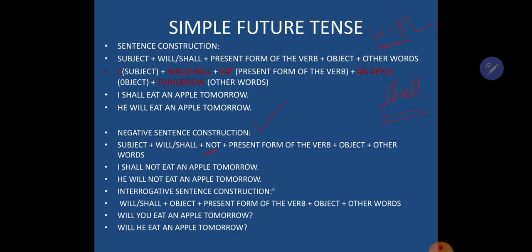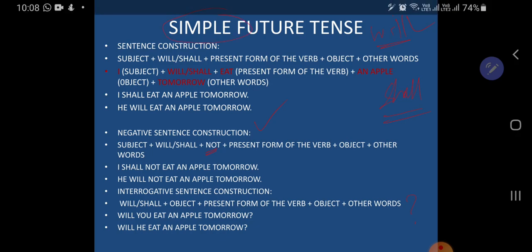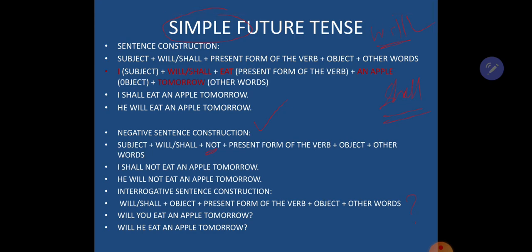Now interrogative sentence in simple future tense. Here will or shall is placed first. Will or shall plus subject plus present form of the verb plus object plus the other words, and then don't forget the question mark. So the sentence construction will be like, will you eat an apple tomorrow? Will he eat an apple tomorrow? So very simple. If you understand one simple tense, that is simple future or simple past or simple present, you will be able to compare and understand the other two.